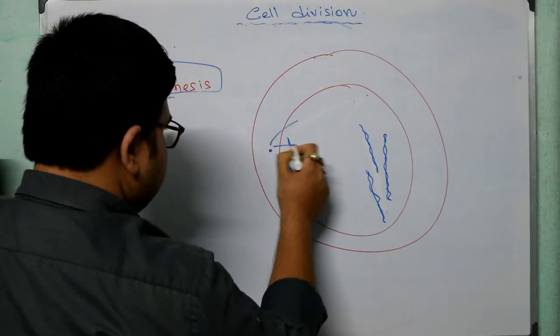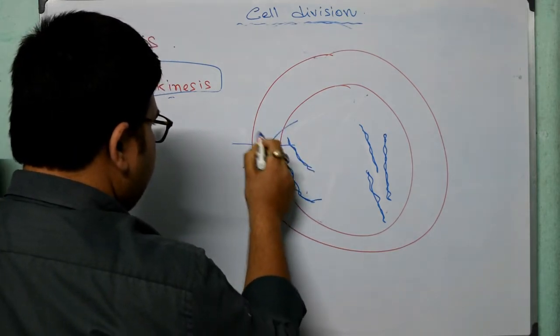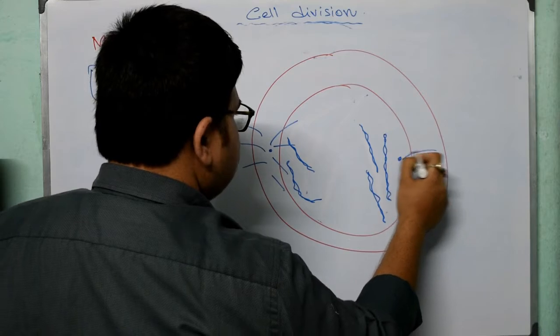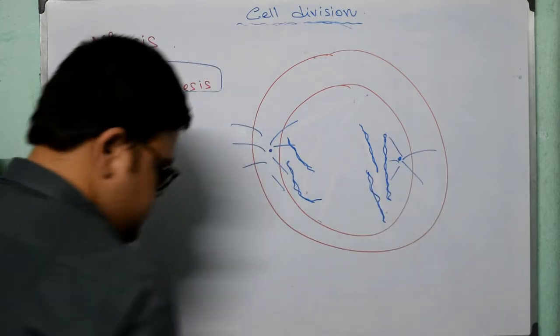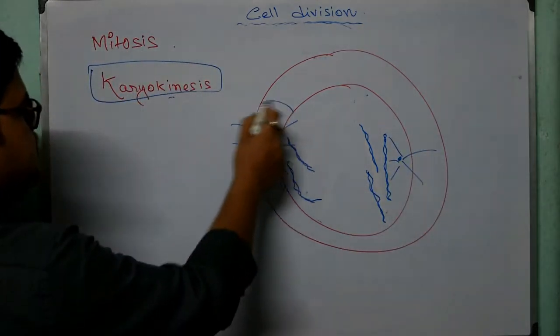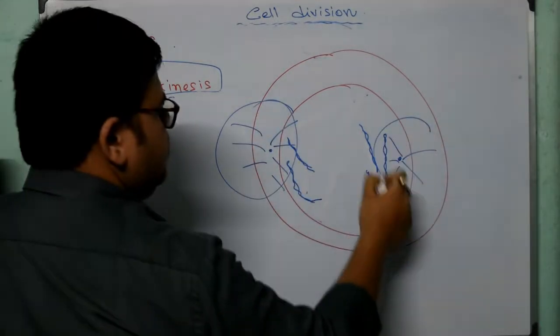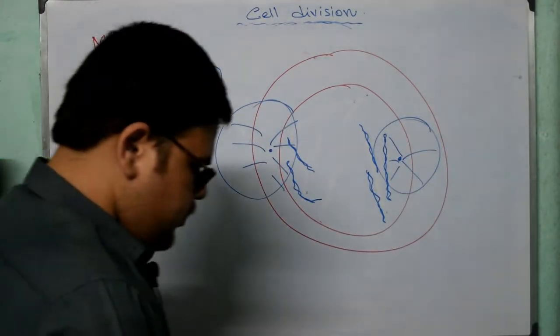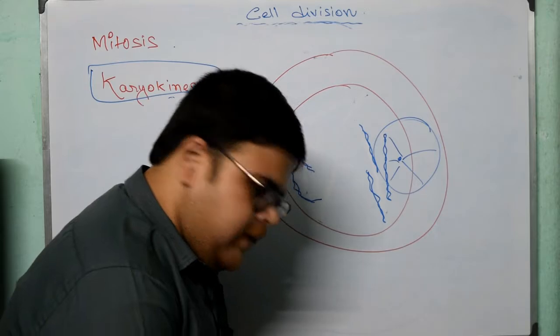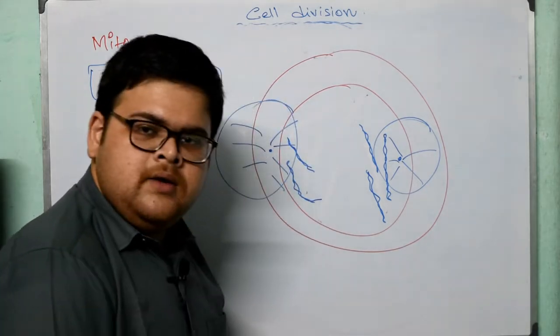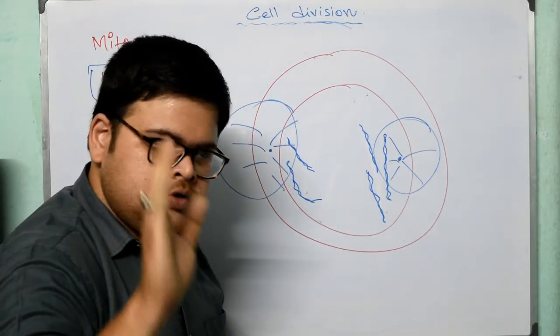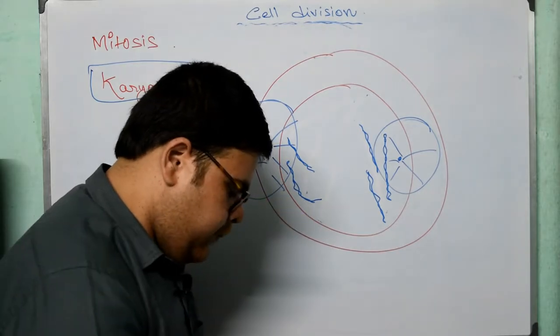What is Aster formation? Can anyone tell me what Aster formation is? See, Aster formation is this formation. This is known as Aster formation. I am again repeating prophase A and B. You will just go through your book, page number 14.